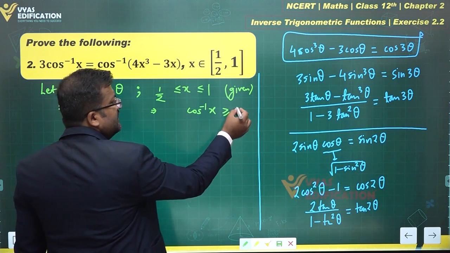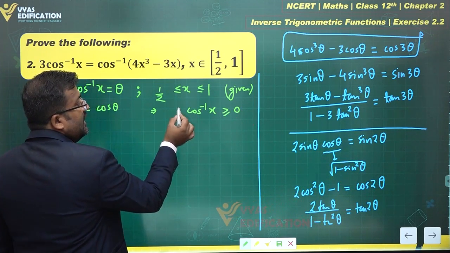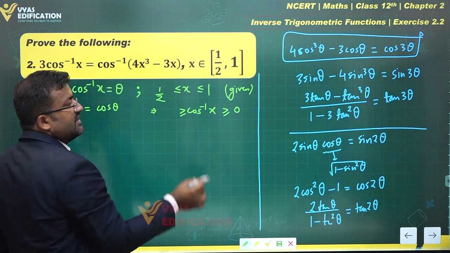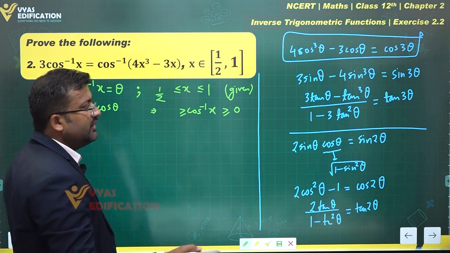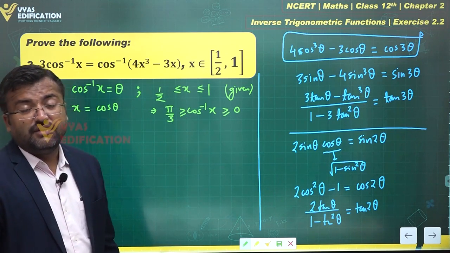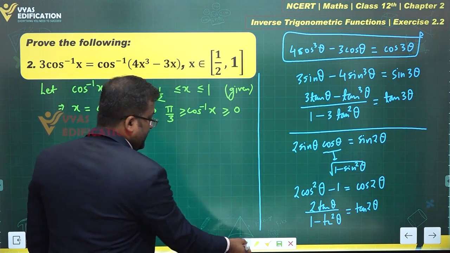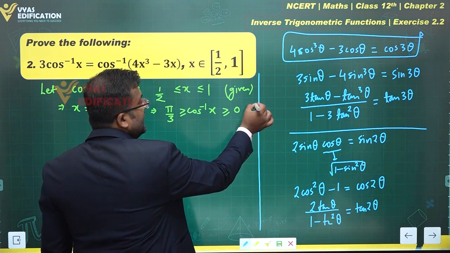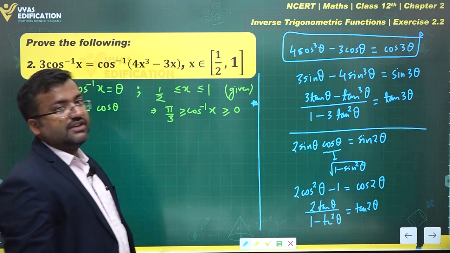The value of cos inverse 1 is 0. And yes, it is less than or equal to cos inverse 1 by 2. What's the value of cos inverse 1 by 2? Remember that this is pi by 3. The sign will reverse. This is one important thing, since cos inverse x is a decreasing function.